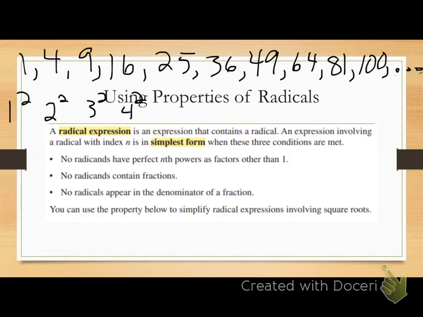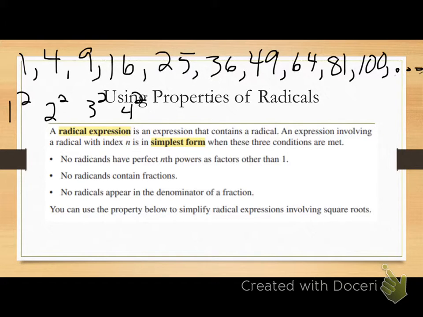Second condition, no radicands contain fractions. What is a radicand again? What is a radicand? Speak up. Not in parentheses, but under the radical. It's the number or expression that's under the radical, right? So my radicand cannot have a fraction in it. So I can't have a fraction under the radical.